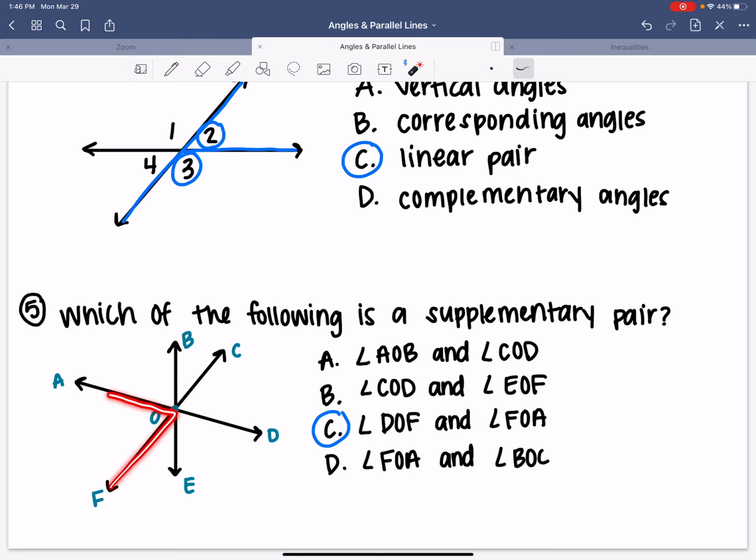FOA and BOC. Again, that would be these two angles, and we would need the middle one in order to form that linear pair.